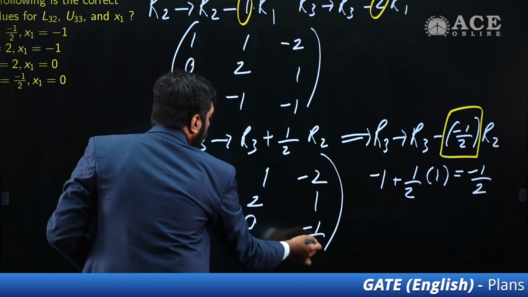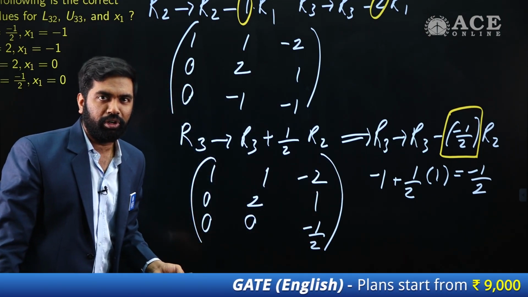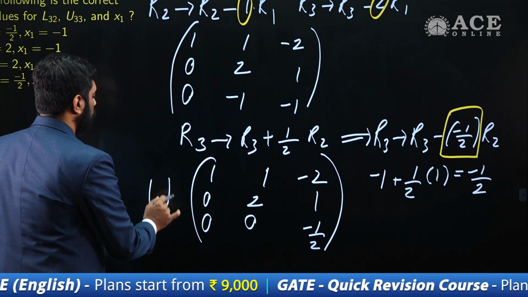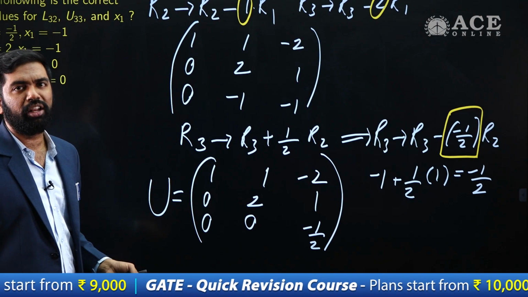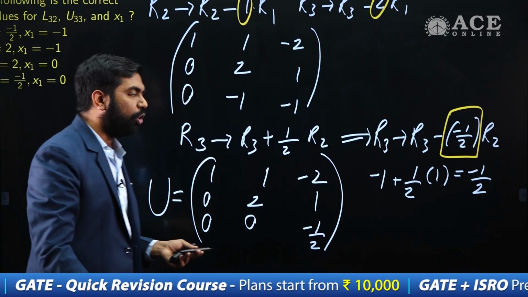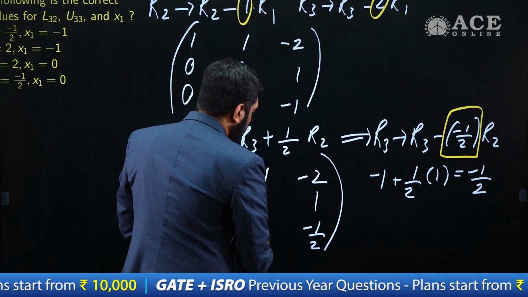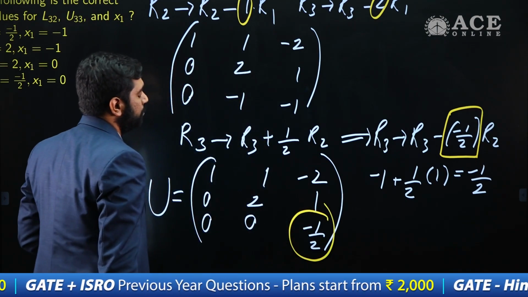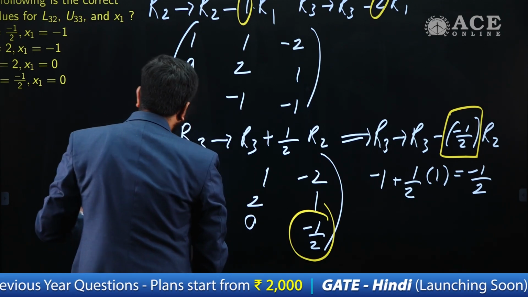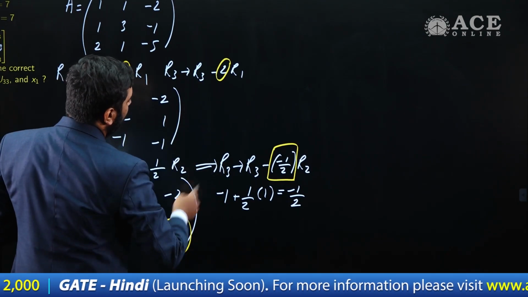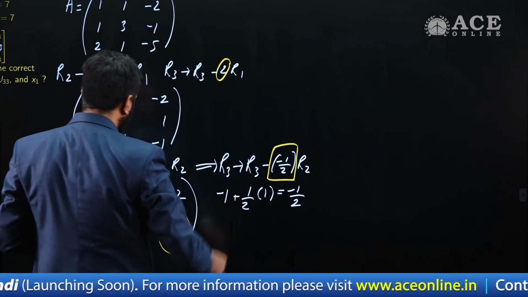Now this is in row echelon form. Now whatever matrix you got, that is U, the upper triangular matrix the question is talking about. And it is also asking, what is U33? U33 is minus 1 by 2. What else do we need to find? The elements of L. The elements of L are already highlighted here.